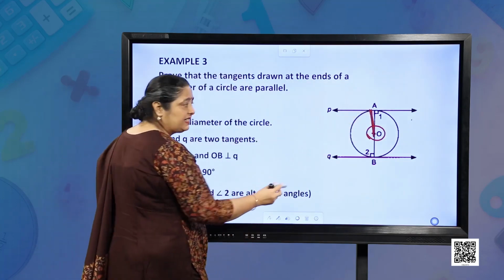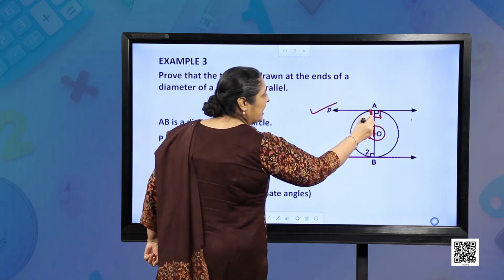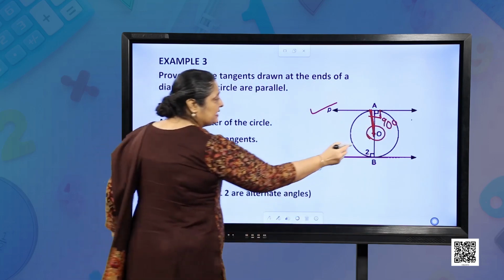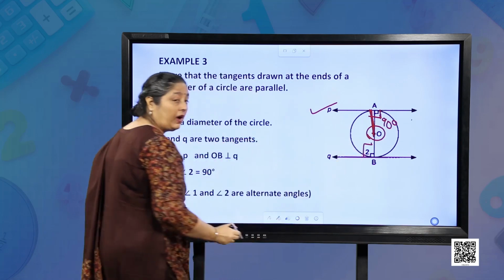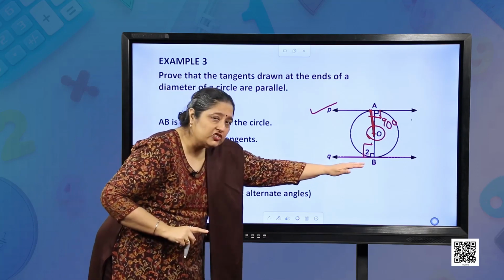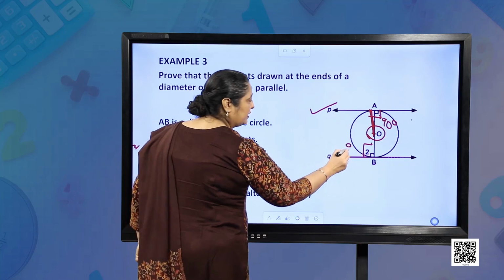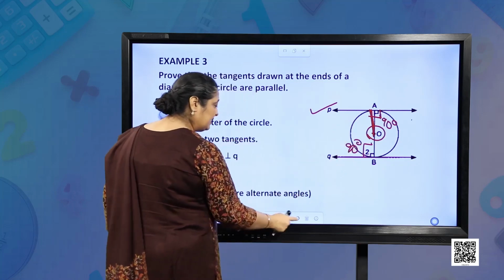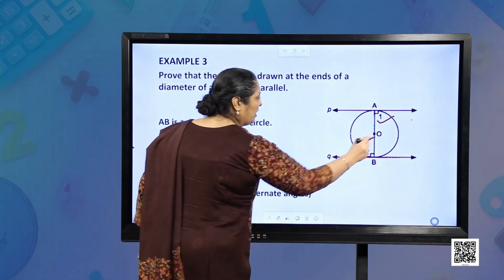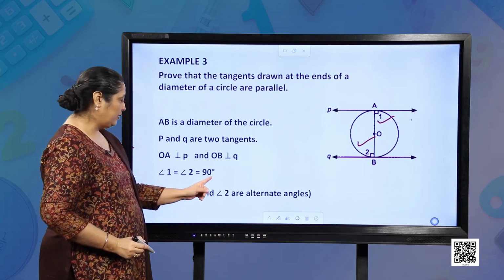Since OA is the radius and P is the tangent, then this angle is 90 degree. This angle is 90 degree. Similarly, this angle is again 90 degree. Why? Because the radius forms an angle of 90 degree with the tangent at the point of contact. So, this angle is also 90 degree. Now, since both the angles are 90 degree, angle 1 is equal to angle 2. So, angle 1 is equal to angle 2 is equal to 90 degree.